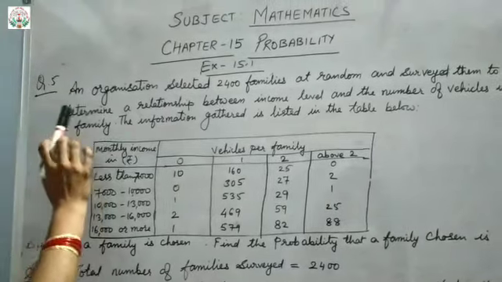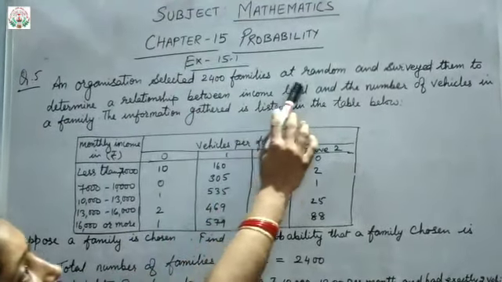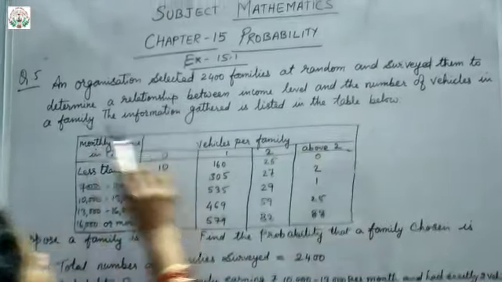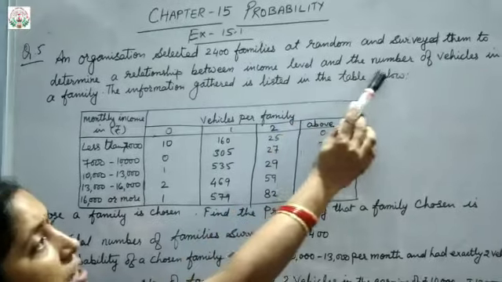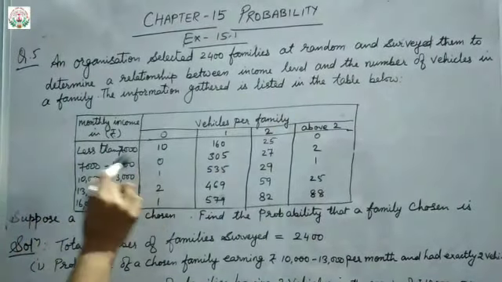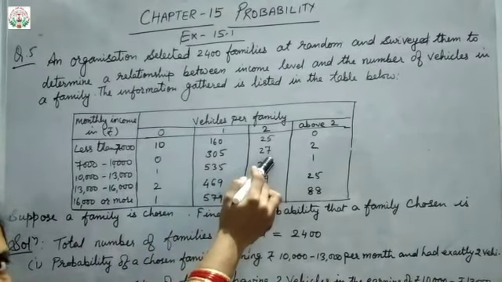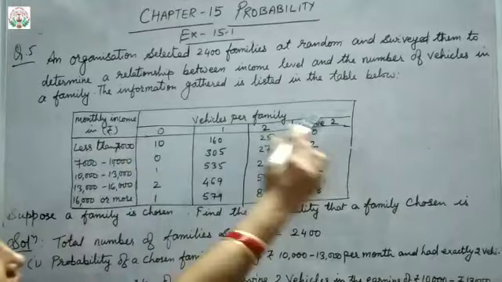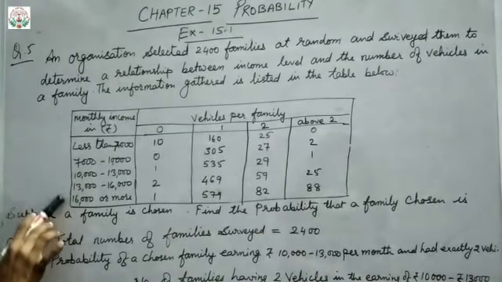Yes, question number 5 goes like this. An organization selected 2,400 families at random and surveyed them to determine a relationship between income levels and the number of vehicles in a family. The families have no vehicles, 1 vehicle, 2 vehicles, or above 2. It is given in the table, and the family income is shown here.